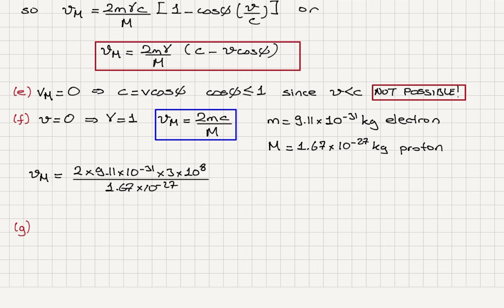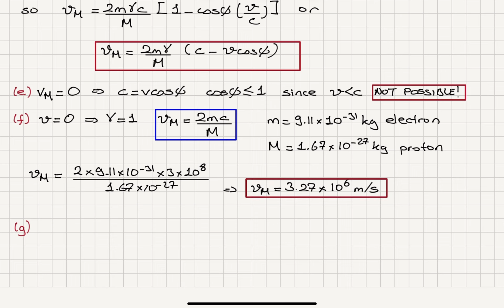I calculate the speed of the proton to be 3.27 times 10 to 6 meters per second. So this is possible. It's much less than the speed of light. So the electron and the positron can stay stationary if the proton gains this speed.